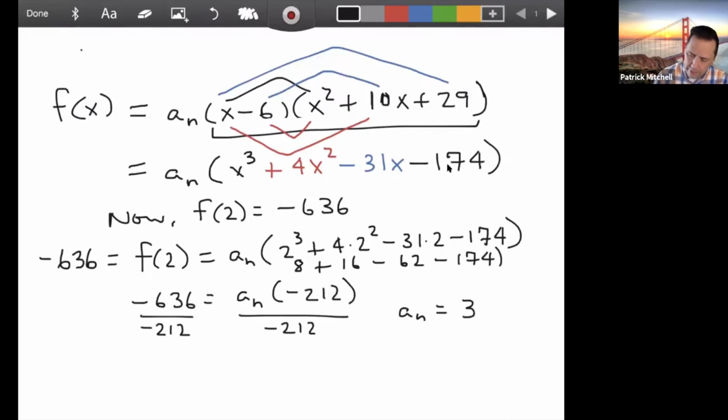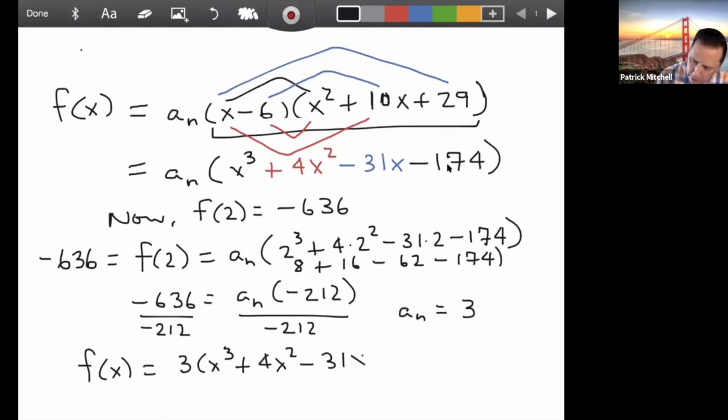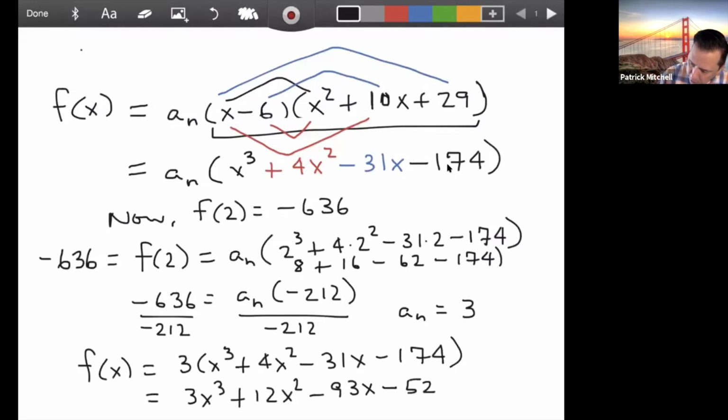All right, so mystery solved. This polynomial that has all the properties stated at the beginning is f of x equals 3 times (x cubed plus 4x squared minus 31x minus 174), aka 3x cubed plus 12x squared minus 93x minus 522.